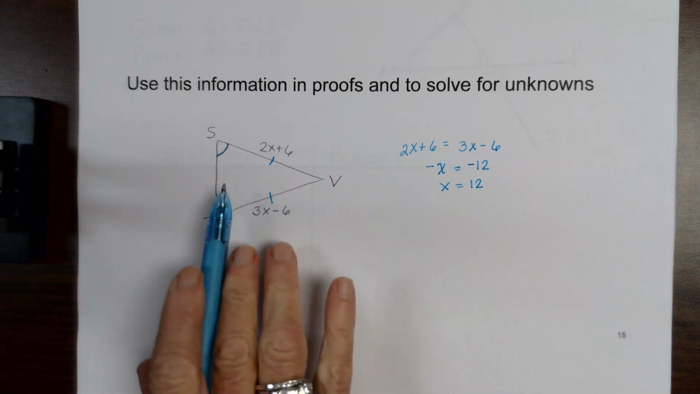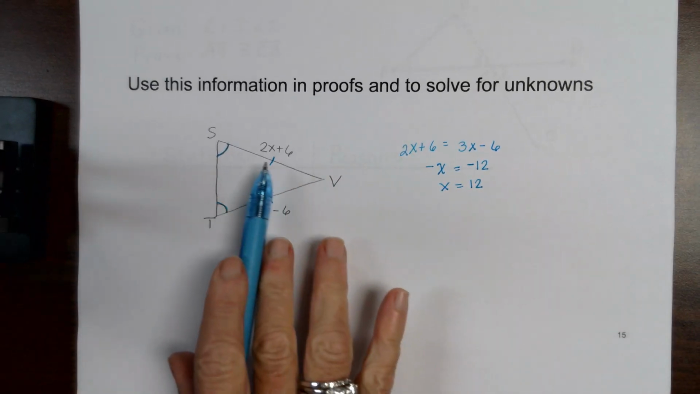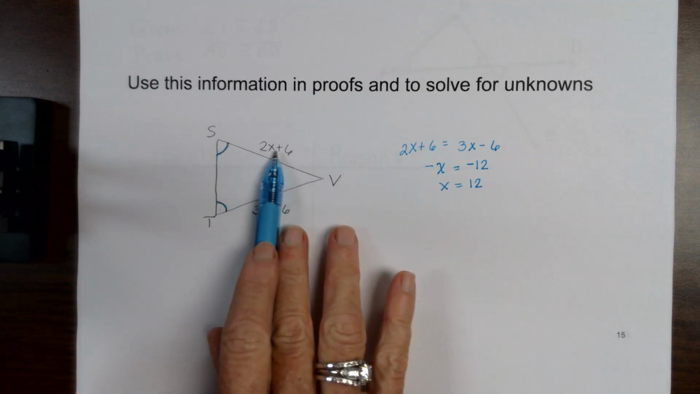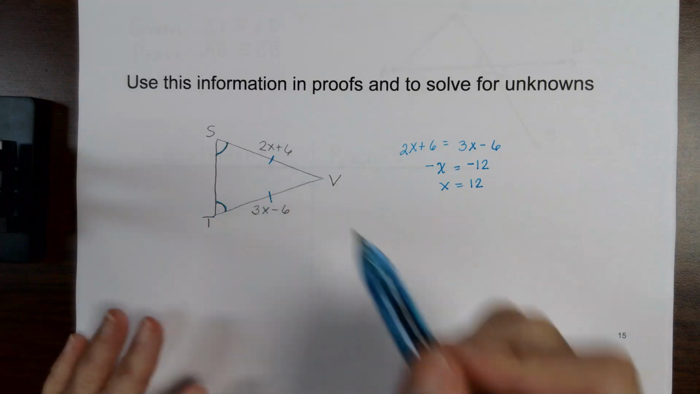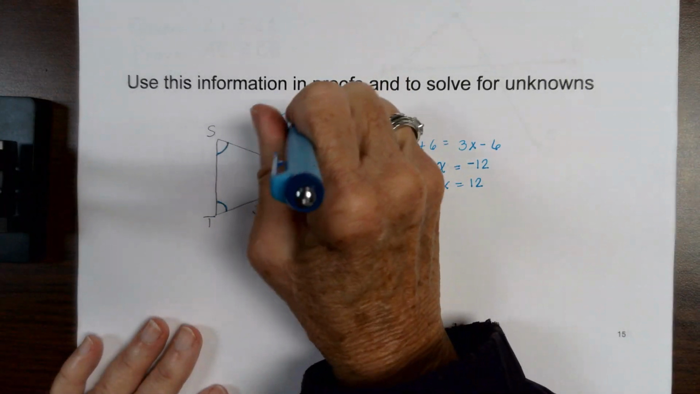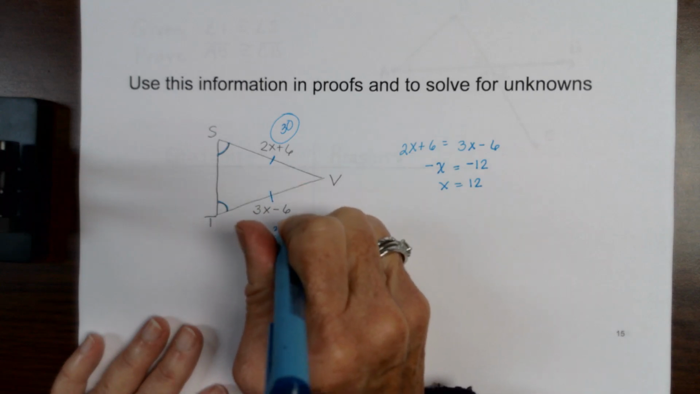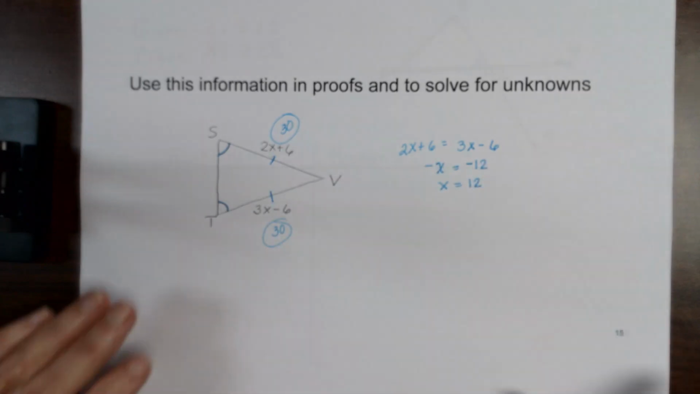Obviously, if they wanted me to solve for the side ST, I would plug it back in. So I would have 24 plus 6, which is 30. So this side would be 30. This side would be 36 minus 6, which is, of course, also 30, because I know that those two sides are congruent.